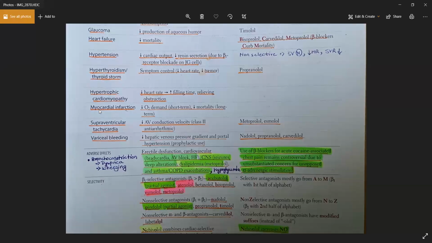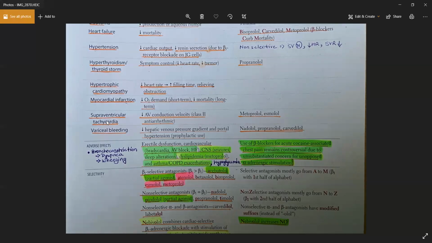Then comes the case of myocardial infarction. In case of an MI, you need to decrease the oxygen demand of the heart. Okay, by decreasing the cardiac output, heart rate, and the contractility. That's why you give the patient beta blockers. Okay. For the supraventricular tachycardia, like I told you, they will inhibit the SA node, and they will also decrease the conduction pathways. Okay, so by decreasing the AV conduction pathway, you can use these agents as class 2 antiarrhythmics.